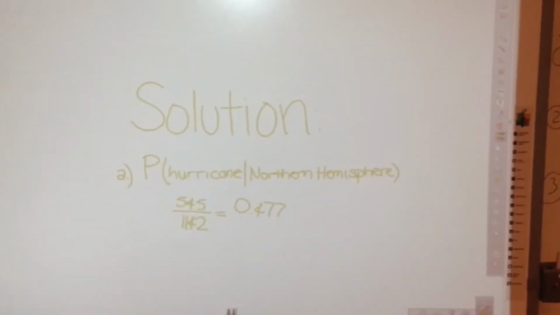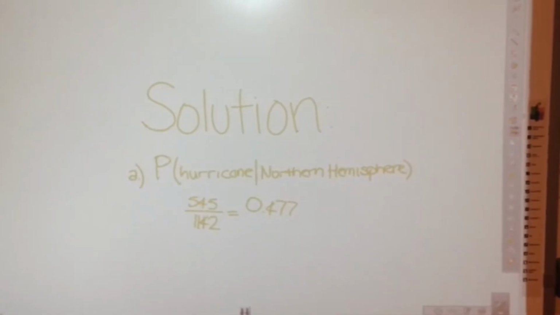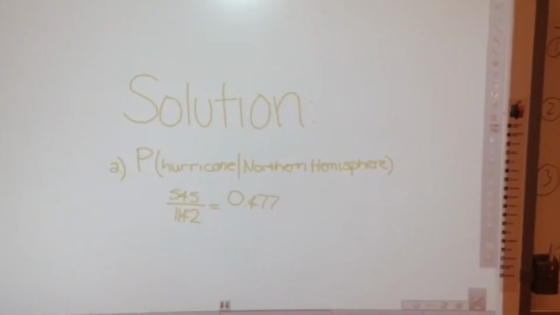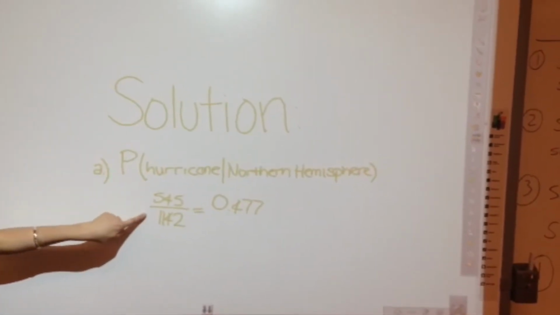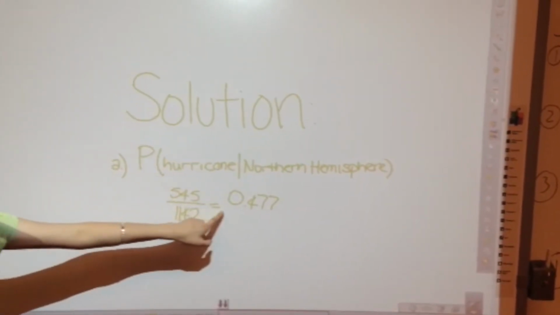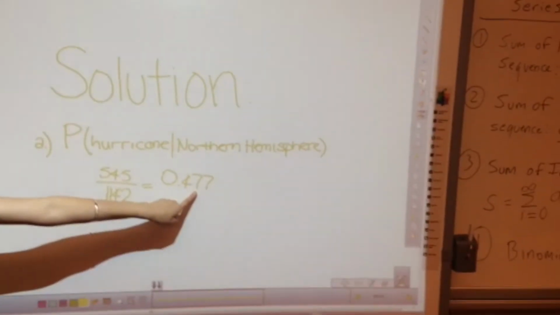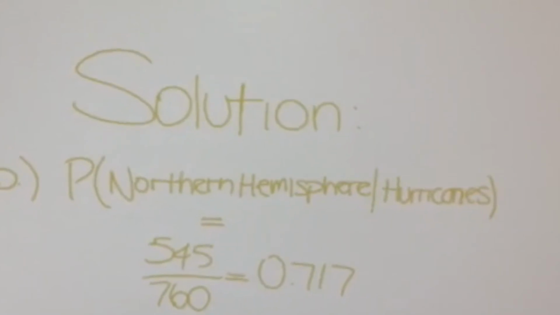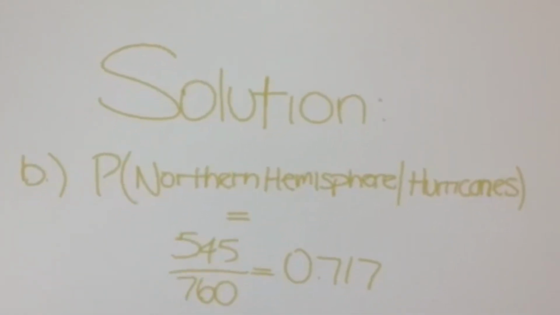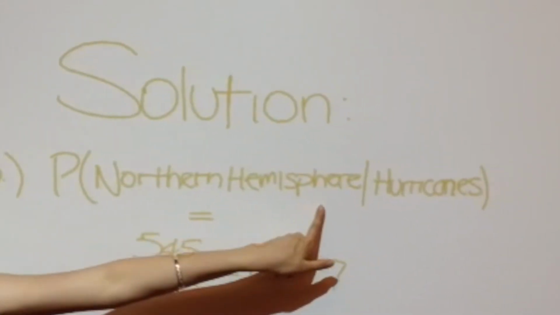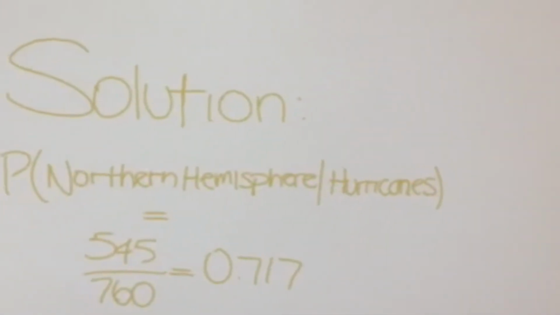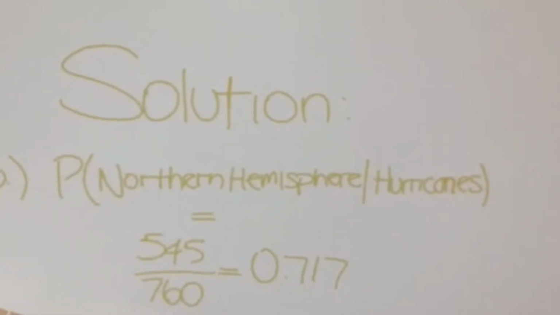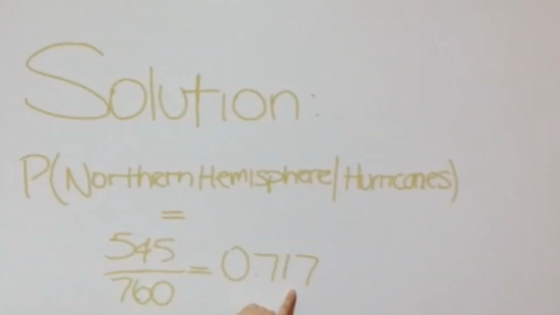Equal to the number of hurricanes in the northern hemisphere divided by the total number of cyclones in the northern hemisphere, which is 545 divided by 1,142, which is approximately 0.477. The probability of the northern hemisphere having a hurricane equals the number of hurricanes in the northern hemisphere divided by the total number of hurricanes. This equals 545 over 760, which is approximately 0.717.